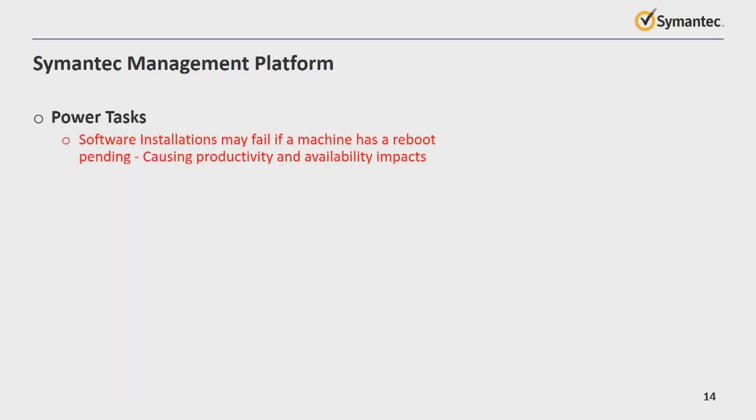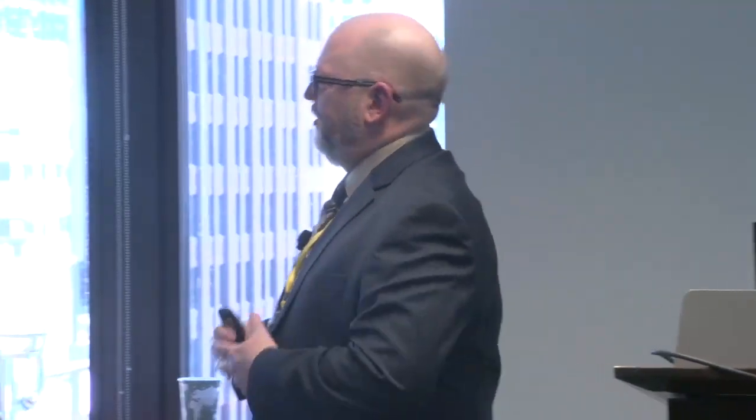A few changes in power tasks. Currently, if you have software installations, you might see them fail when there's a reboot pending, right? Let's say I did a really tiny update to Notepad++ or something. I send it out to all my engineers, and basically 1 out of 20 fails. Why did it fail? It's sitting in pending reboot for a patch, let's say. So that fails, it doesn't try it again.